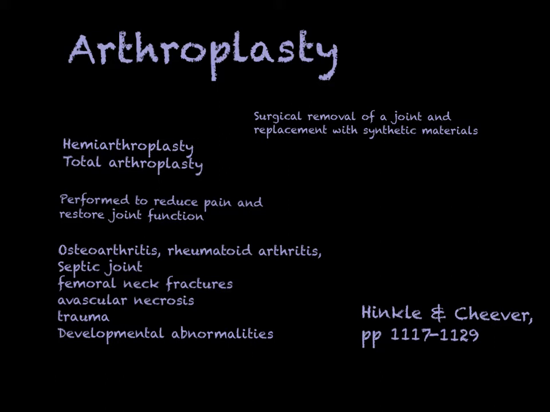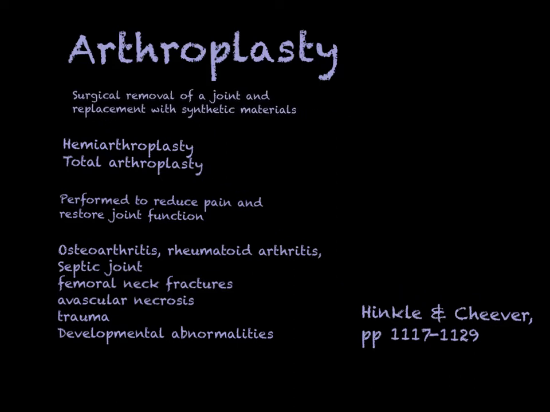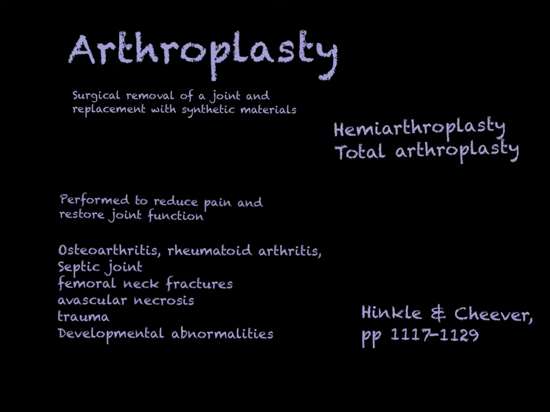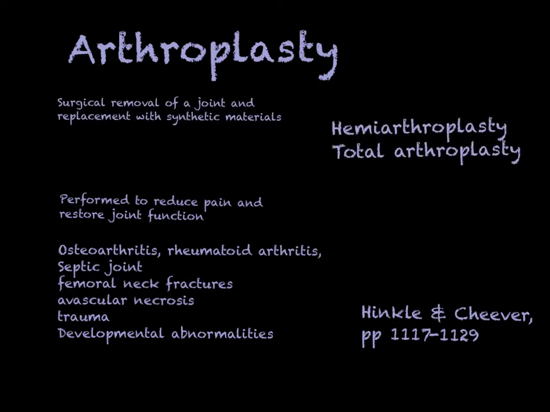And those materials might be stainless steel, titanium, plastic, polyethylene, but there are a number of shapes and materials that are used to make the new joint. Now you can have a partial joint replacement called a hemiarthroplasty, or you can have a total arthroplasty, and that is what is most commonly seen. The new joint replacements last a lot longer than the old ones, so you see some younger patients having surgeries to replace hips and knees.